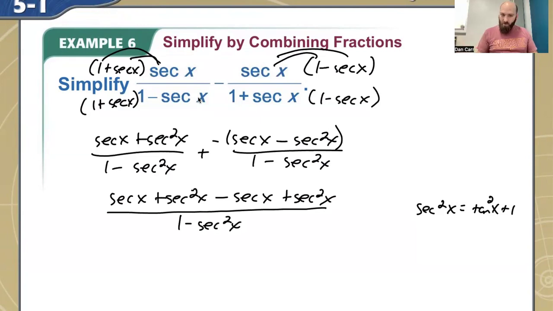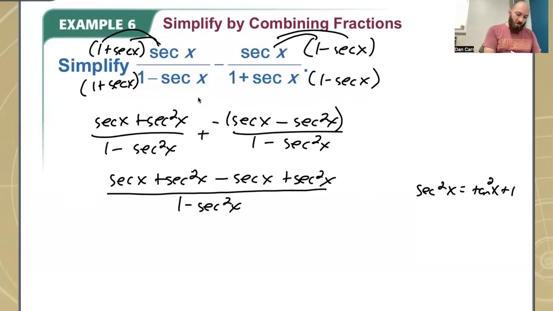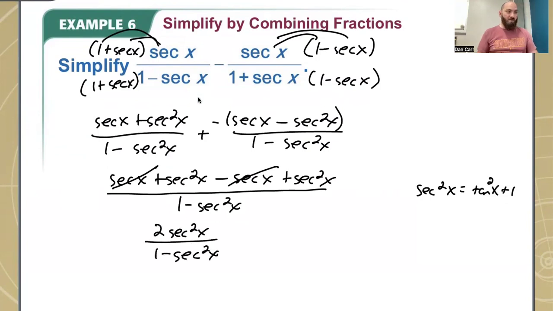Okay, almost there. So I can start looking at what I can simplify here. Secant of x and negative secant of x cancel out. I can put the secant squareds together. So I have 2 times the secant squared of x over 1 minus secant squared of x.